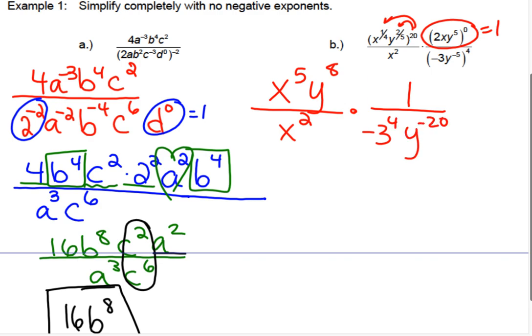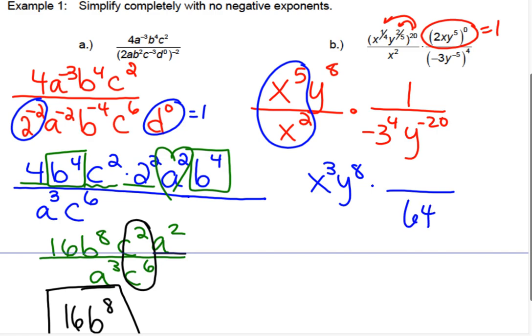Continuing with that, let's go ahead and condense. I have an x to the 5th over x squared, that gives me x cubed, and then y to the 8th, times negative 3 to the 4th is a positive 81, and then y to the negative 20th is going to come up to the top to be a positive exponent of 20.